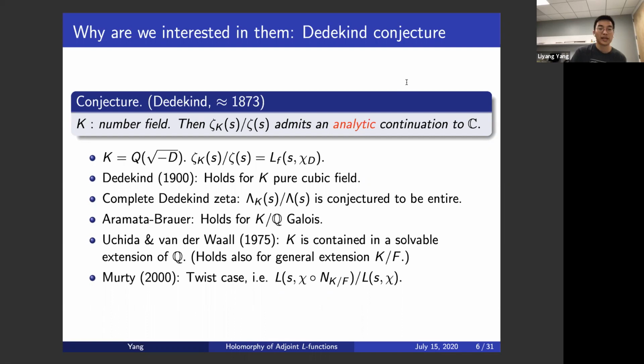Nowadays we can look at the complete zeta function version of the Dedekind conjecture and still expect it to be true. And due to the work of Ram Murty and Uchida, van der Waall, we know this conjecture holds for several cases like Galois extensions or solvable extensions. So in particular, if the degree of this extension is less than or equal to 4, then the Dedekind conjecture holds. And Murty proved the twisted case. In this talk, we will use the twisted case as well.